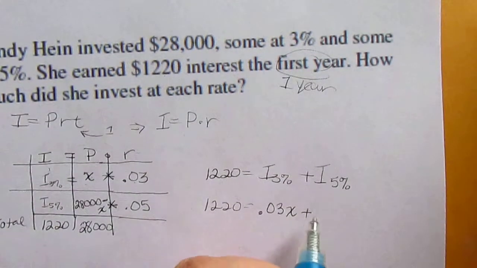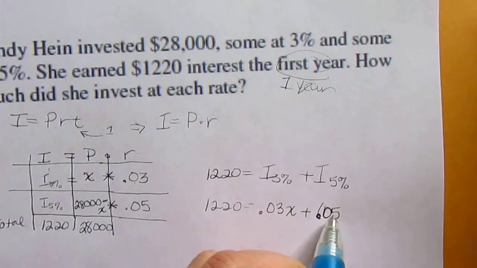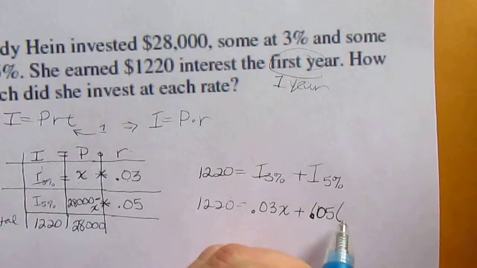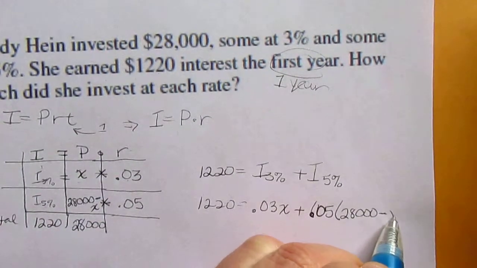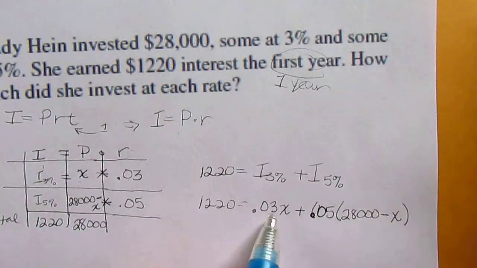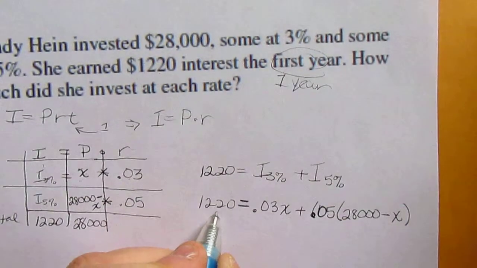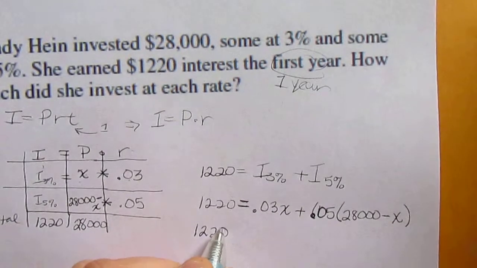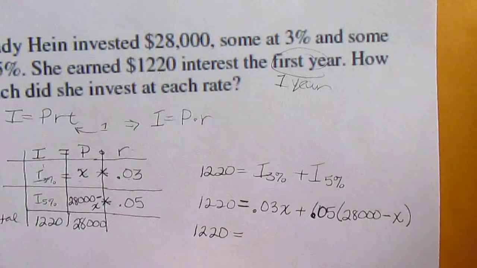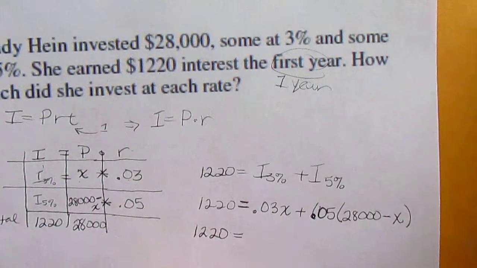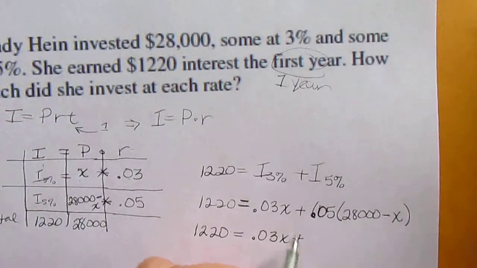At 5%, she invested 0.05 times $28,000 minus x. This is just an equation with one variable. And we need to solve it. Simplify both sides. Ooh, you know, I'm not liking something. What I'm not liking is that we have decimals. Let's just see if we can deal with it for now.